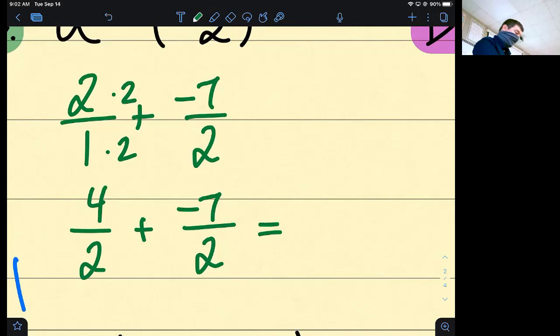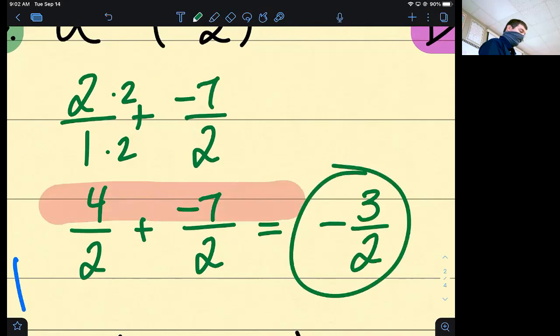Positives. Who's got more? The negatives have more? How many more do they have? Remember, we're not whispering answers back there. Once we have our common denominator, we just have to look at our numerators. They have 3 more, don't they? So negative 3 over 2.